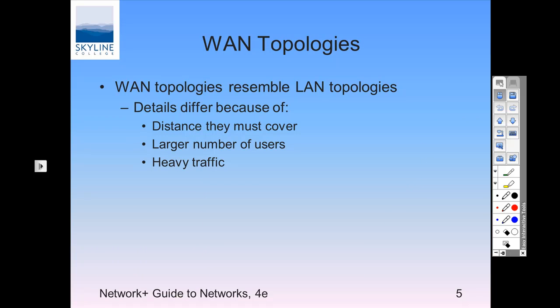WAN topologies: the details, the distances, the number of users, and how much traffic you're going to have in each of these things. Although I'm not sure that in today's technologies, the data rates actually are pretty high. You don't really worry about T1s. Nobody really talks about T1s anymore, do they? T1 is 1.544 megabits per second. Not really all that fast in the numbers that we're used to hearing.